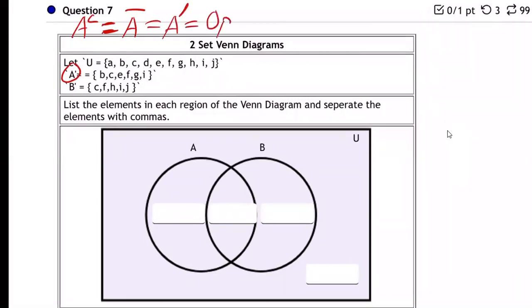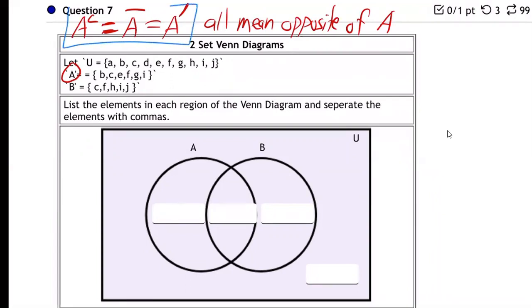That means all of these, I'll just say, they all mean the opposite of A. So all three of those are different ways of saying the opposite of A. So, okay, opposite of A.